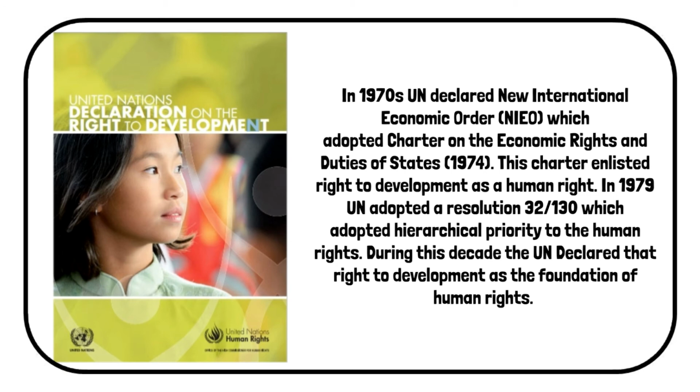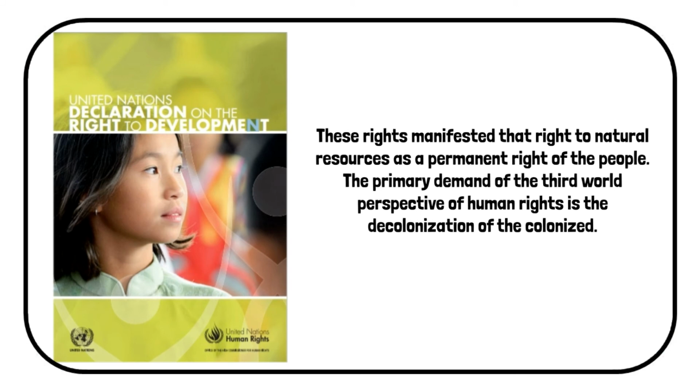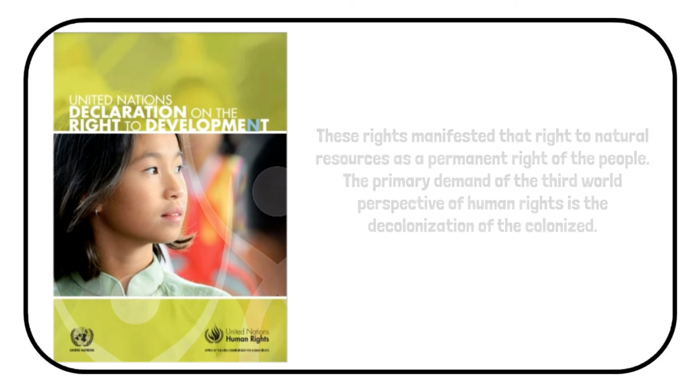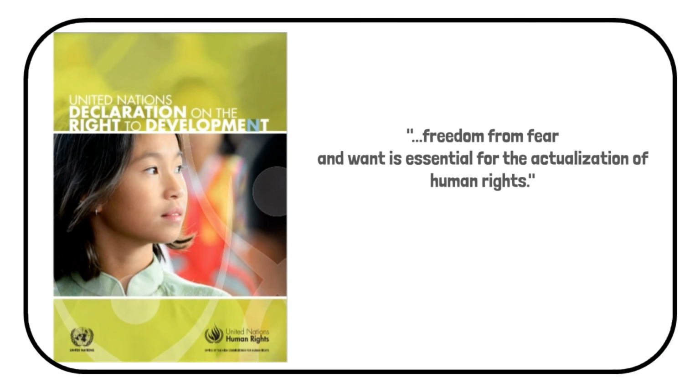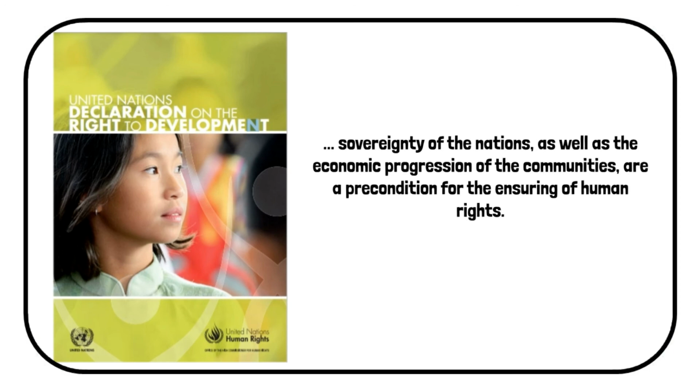During this decade the UN declared the right to development as the foundation of human rights. These rights manifested the right to natural resources as a permanent right of the people. The primary demand of the Third World perspective of human rights is the decolonization of the colonized. As per the Universal Declaration of Human Rights, freedom from fear and want is essential for the actualization of human rights. In this regard, the sovereignty of the nations, as well as the economic progression of the communities, are a precondition for ensuring human rights.